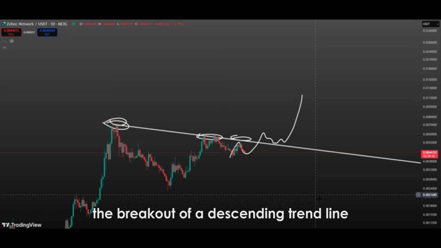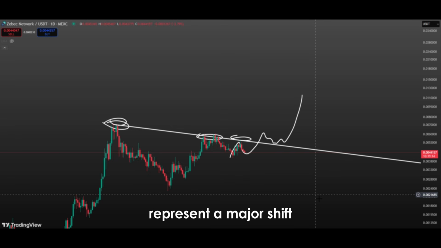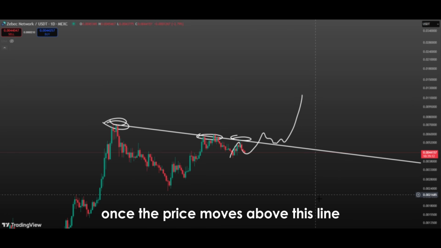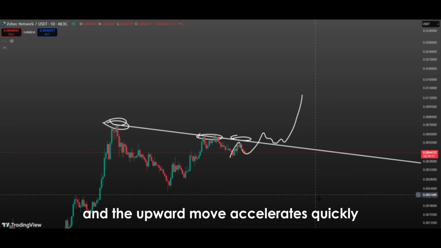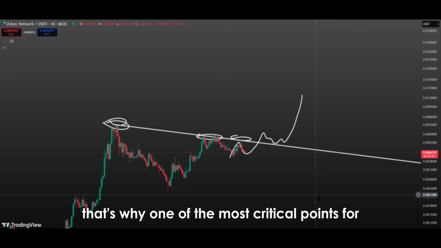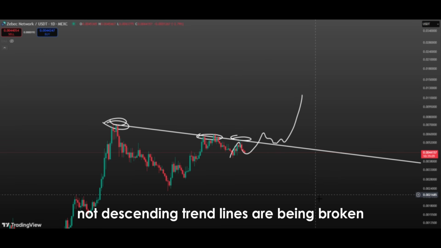In conclusion, the breakout of a descending trend line can be a signal of an upcoming explosion in price, because these kinds of breakouts represent a major shift not only from a technical standpoint, but also in terms of psychology, fundamentals, and volume. Once the price moves above this line, sellers lose all control, buyers dominate the market, and the upward move accelerates quickly. That's why one of the most critical points for investors to follow is whether or not descending trend lines are being broken.